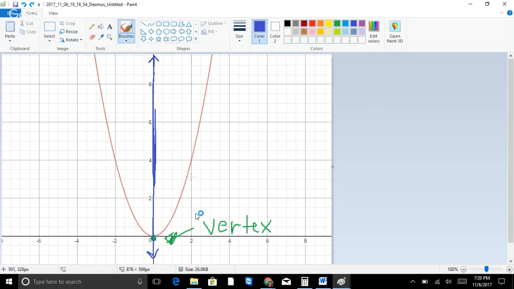So this is the line of symmetry. Running out of room. There we go, line of symmetry. So those are the two features of a quadratic equation when it graphs that I want you to take note of.